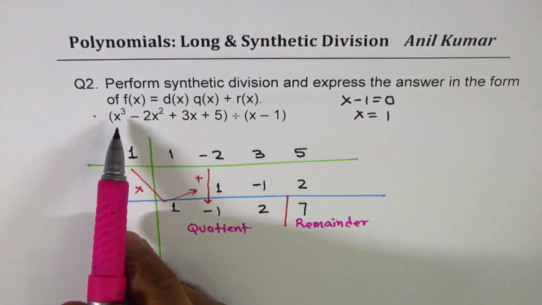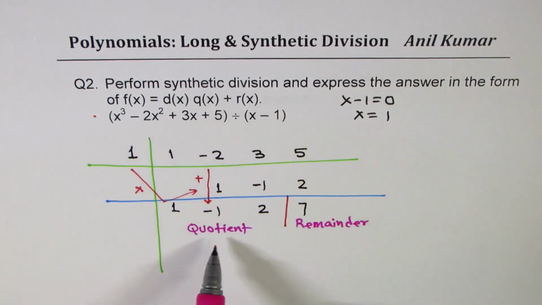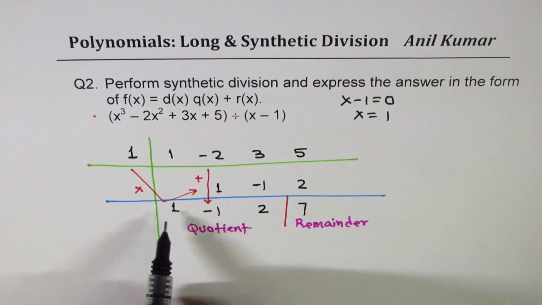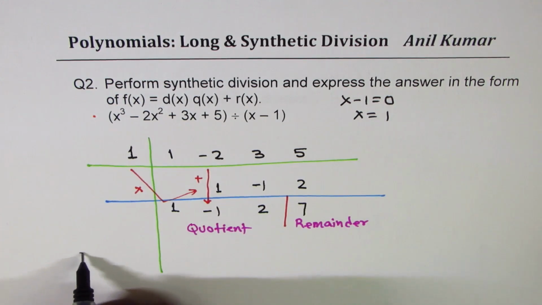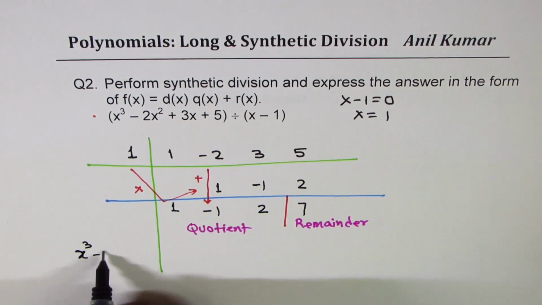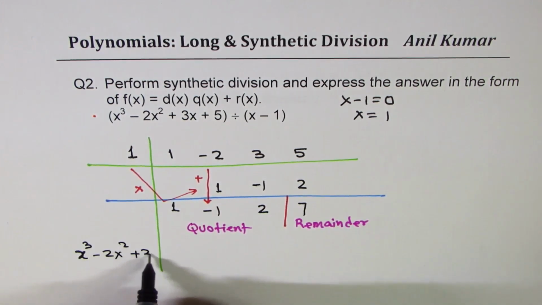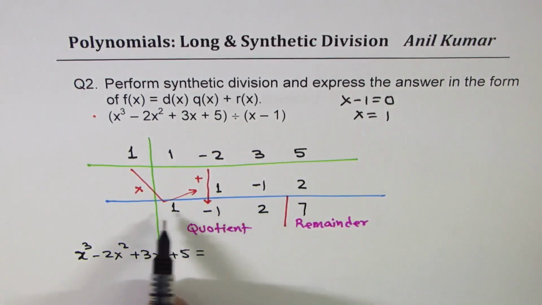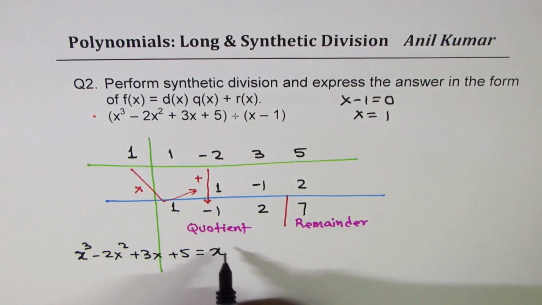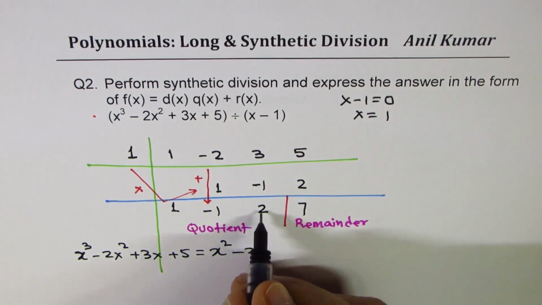Now, since we are dividing a cubic with a linear, quotient should be quadratic, right? So degree is 2. So let's write the statement as such. The function itself could be written as x cubed minus 2x squared plus 3x plus 5 equals 7. Quotient is quadratic, and these are the coefficients, right? So ax squared gives you 1x squared minus x plus 2.